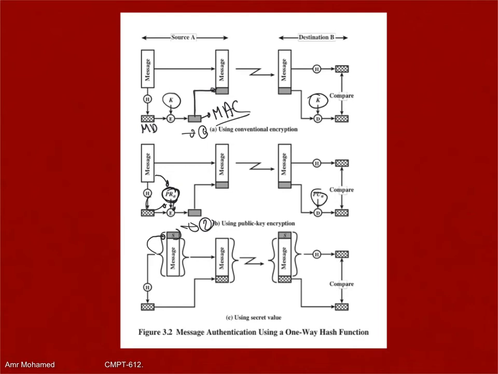We call this a secret value. Why? Because a key is associated with the word encryption, but here we call it any kind of secret value. You and me, we agree on any secret sentence or any secret value. So I will send you this secret value with every single message that I send you. But again, sending the secret value on its own will not preserve the integrity.